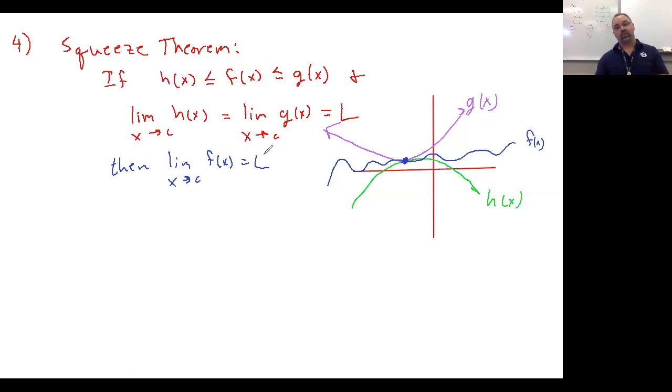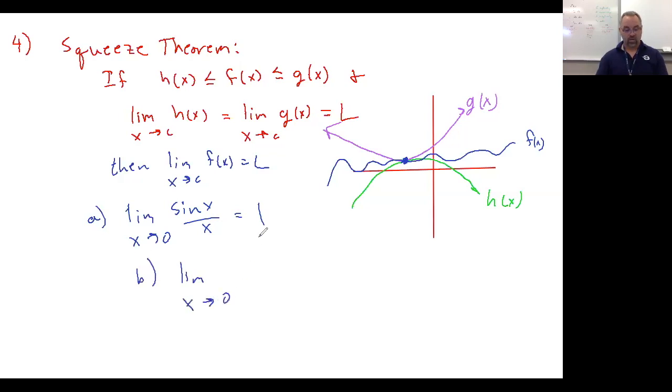Now, if you were in my classroom, when we did that section, I said there's really two main things you need to remember from the squeeze theorem. One, or A, is that the limit as x approaches 0 of sine of x over x. You guys remember? It was 1. The other one was the limit as x approaches 0 of 1 minus cosine x over x. Remember that one? It was 0.